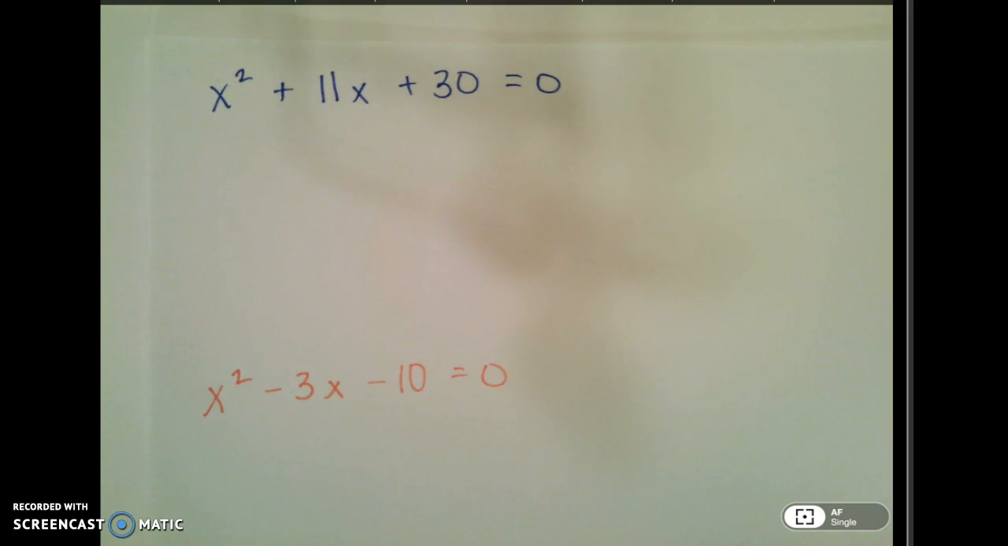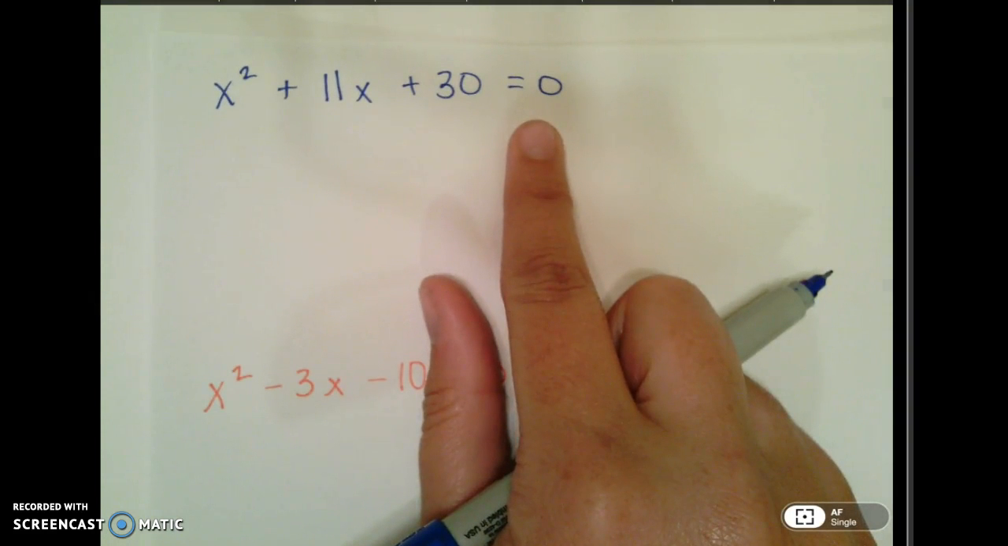First of all, when we're factoring quadratics, remember it always has to be set equal to 0. So if you ever get one that's not set equal to 0, you need to either add or subtract so that it is set equal to 0.